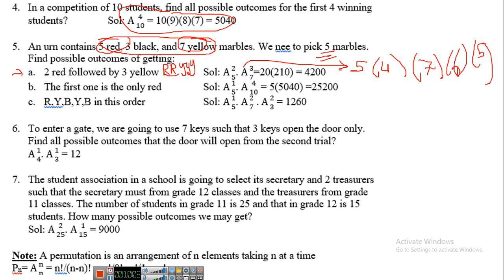I want the first one to be the only red. So order is important, I want the first one to be the only red, and the other 4 can be anything. So the first one is the only red. How many red? The first one is the only red. The other ones will be black and yellow.